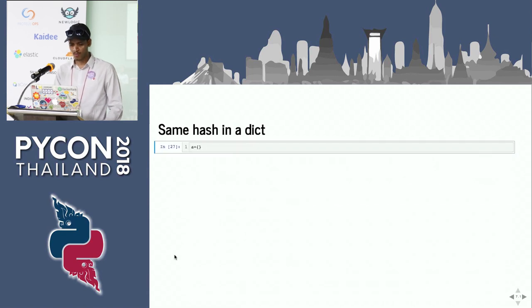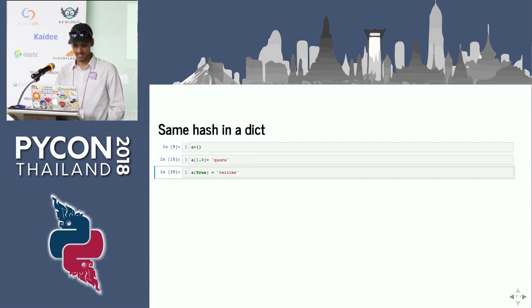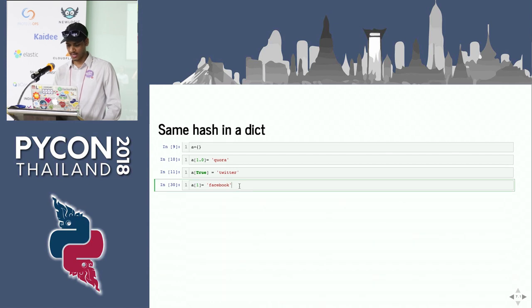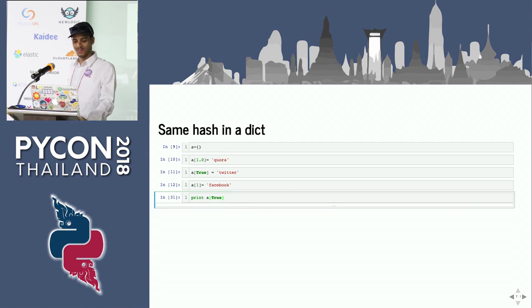Same hash in a dictionary. Let's start with a small dict, and let's update. I add one key in my dictionary. I add another key. I add one more key. So what's happening here? How many people think that I'm using three keys in my dictionary, first of all? So I have 1.0, I have true, I have one, right? And I have Quora, I have Twitter, I have Facebook. So it looks like I'm using three keys in my dictionary, right? So my dictionary should look something like 1.0 matched with Quora, true matched with Twitter, one matched with Facebook.